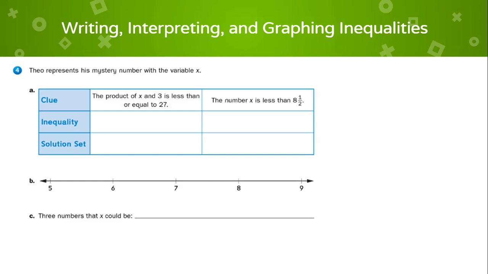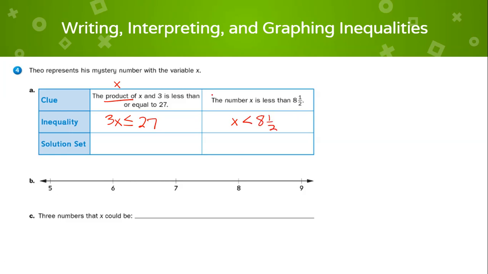All right, guys, let's go over these. So Theo represents his mystery number with a variable x. Here's our clue. The product of x and 3 is less than or equal to 27. Here's our clue word, product. That's the answer to a multiplication problem. So that means I'm going to do 3 times x, which is 3x, is less than or equal to 27. For our next clue, it says the number x is less than 8.5. So that's pretty simple. We just write x is less than 8.5.